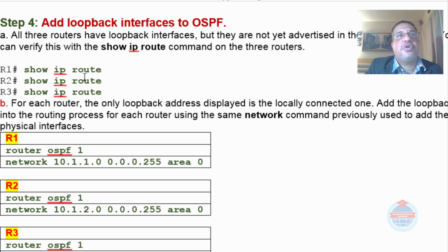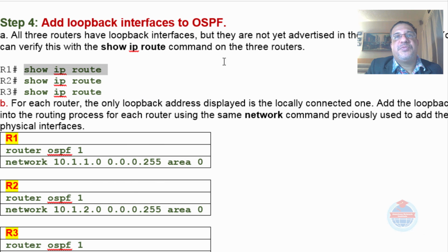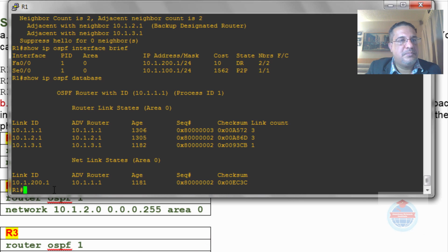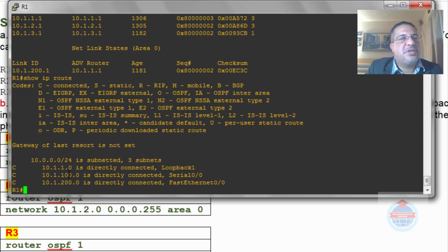So we're gonna start jumping over here on the first router, router number 1, because they are not advertising the routing process yet. We're gonna put show IP route on each one of them. /24 over here.